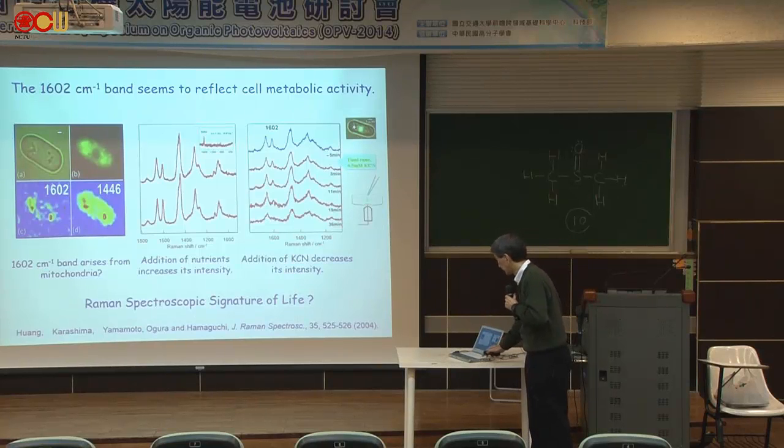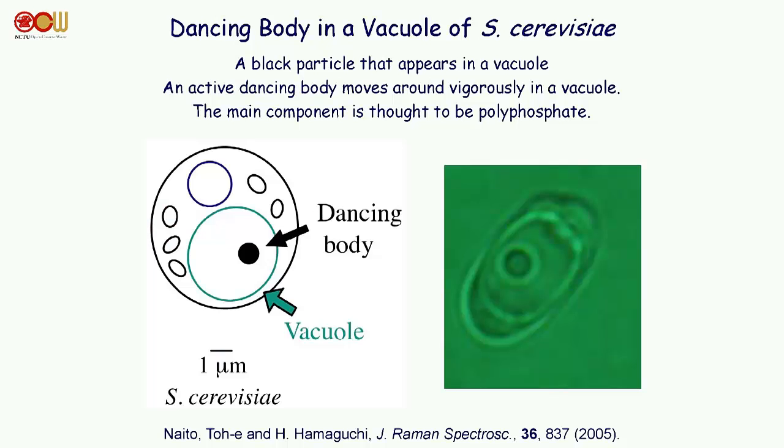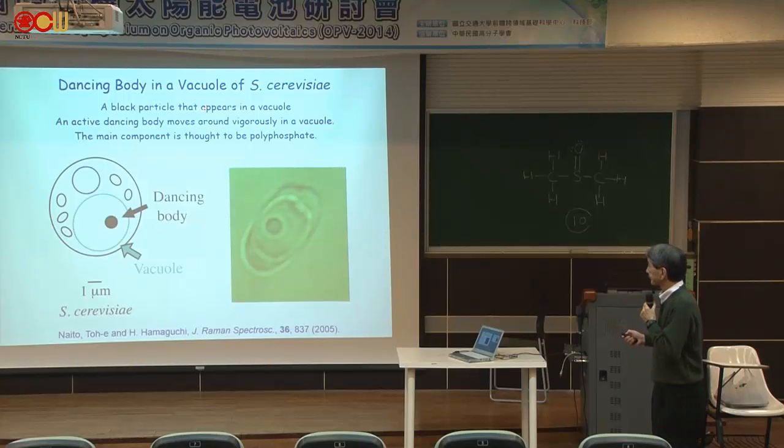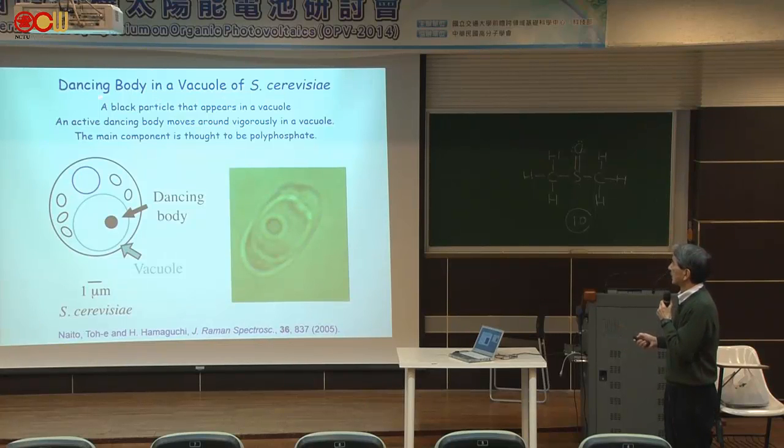Anyway, this is a very interesting band. So I show you another example. It's another kind of yeast. It's called budding yeast, cerevisiae, and it is well known that a black particle appears in a vacuole.